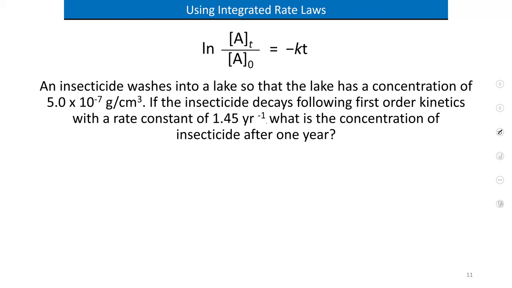an insecticide washes into a lake, and so the lake has a concentration of 5 × 10⁻⁴ grams per cubic centimeter. If the insecticide decays following first order kinetics and has a measured rate constant, what's the concentration of the insecticide after 1 year?